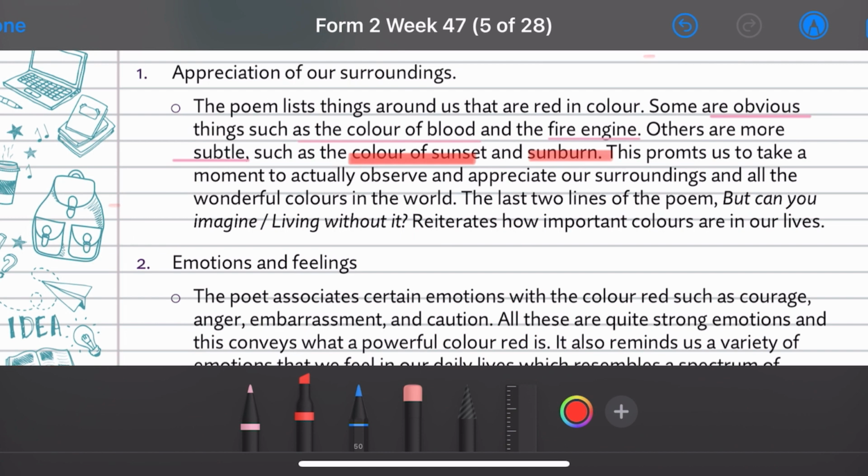Can you imagine living without it? It shows the importance of colours in our lives. Okay, when you look at the two lines, can you imagine living without it? It means the poet wants to show how important colours are in our lives.